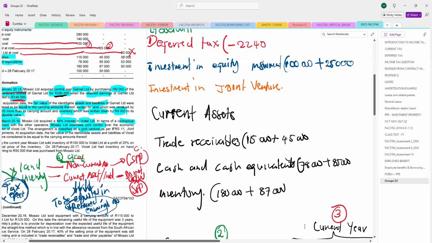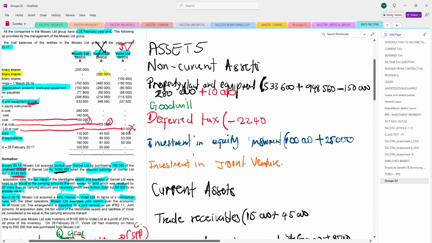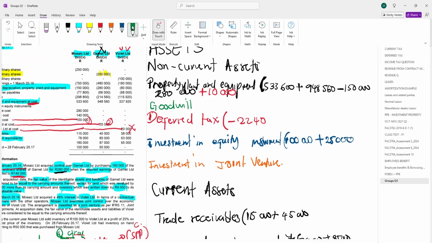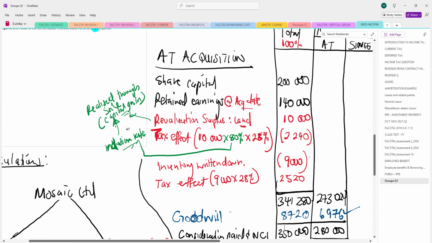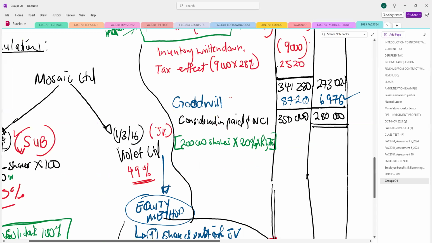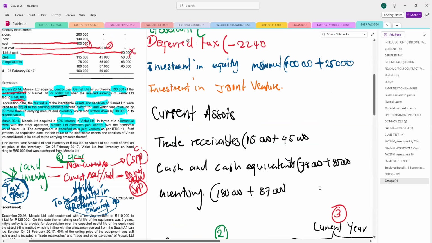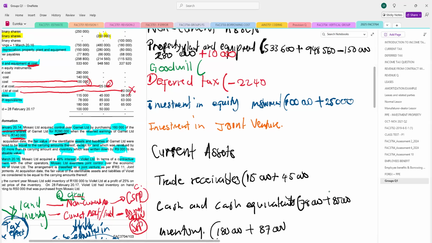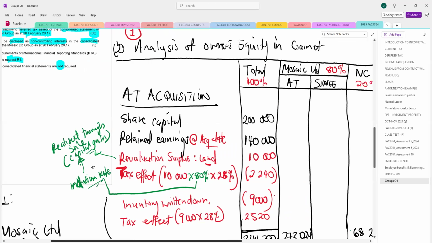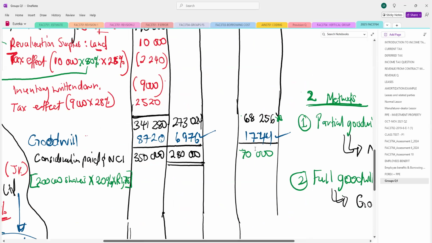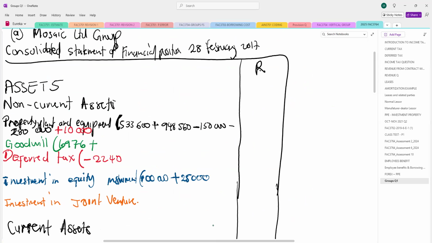Okay. So I'm going to come to my goodwill. Goodwill, I was using green. I'm going to put my values. So they want the extra figures. So it was 6,976 plus 1,744. Okay, so that's my goodwill so far.